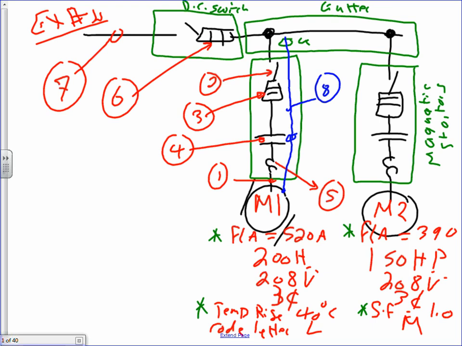So I have two. This is a system. You guys have seen this before. I have a system, motors and HVAC equipment, calculation part. Yeah, I'm gonna do calc today.